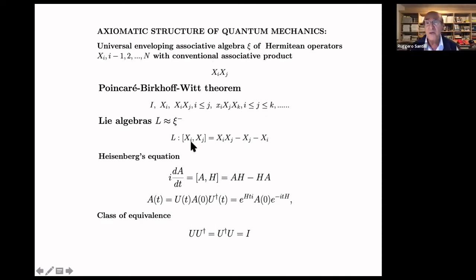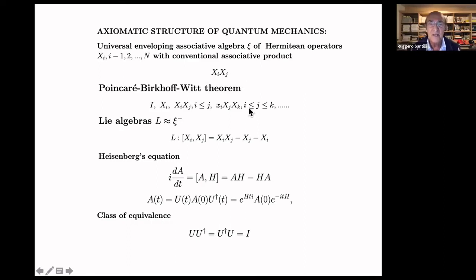Let's look at the axioms of quantum mechanics that are so dear to me, very quickly, as you know them all. The first is the universal enveloping associative algebra, realized with an associative product. What associative product? Ladies and gentlemen, this associative product I learned in high school is the most elementary possible realization of the notion of an associative product that is conceivable. So that is the Copenhagen realization.